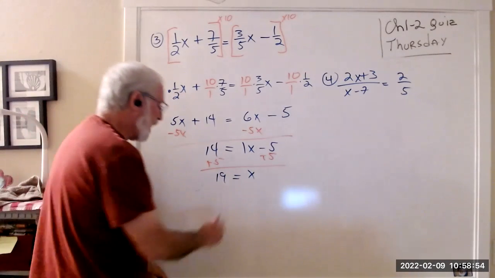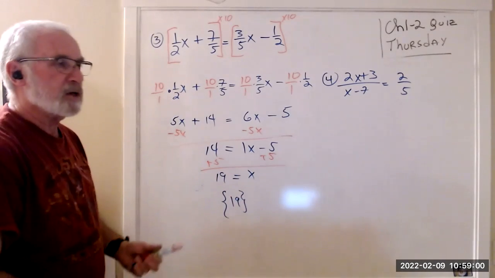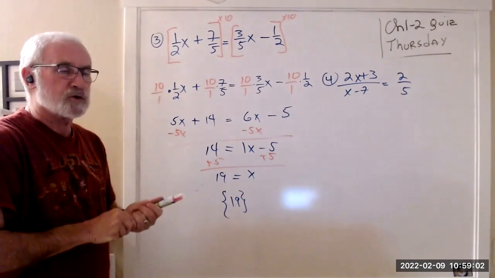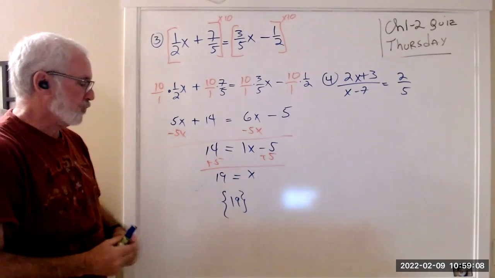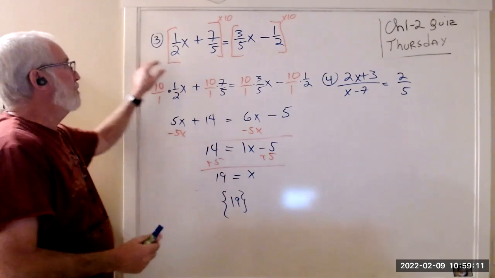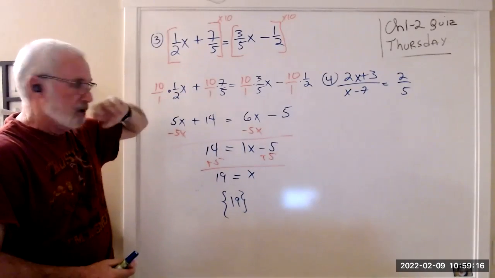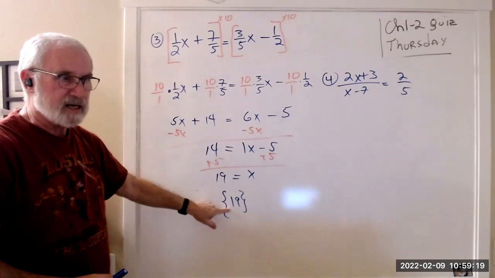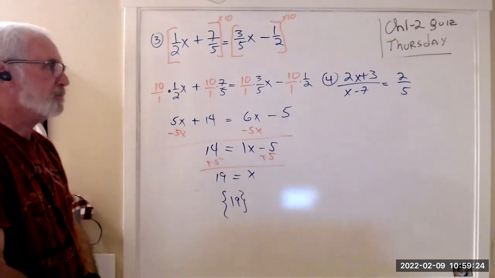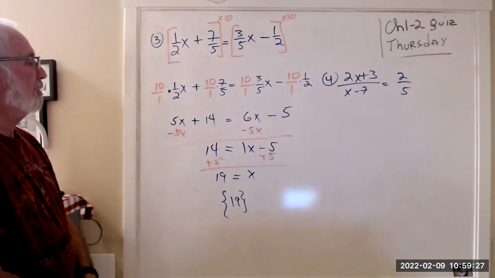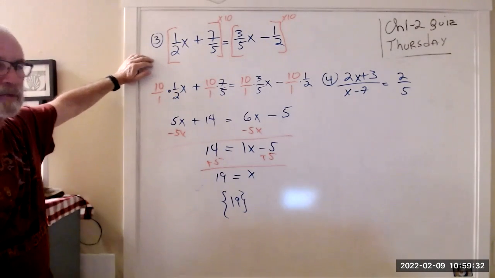Technically, I won't take off for it, but it should belong in those funny braces. Those are called the truth set or the solution set. The truth set, 19, makes this problem true. When x is 19, it makes the problem true. Notice I just put the 19 in, not the x. Just the 19. The number 19 makes the problem true. Any questions on this problem, number 3?